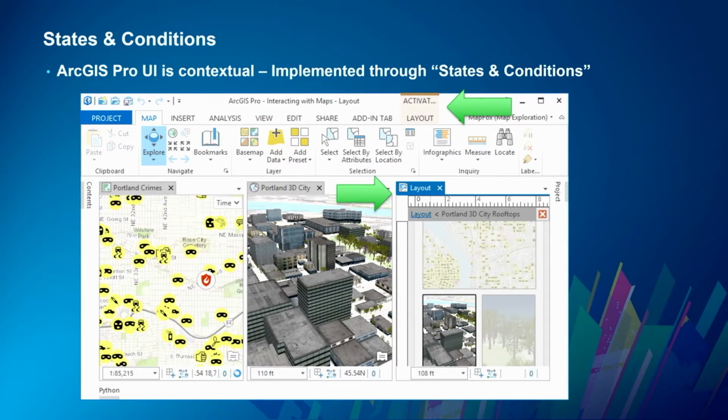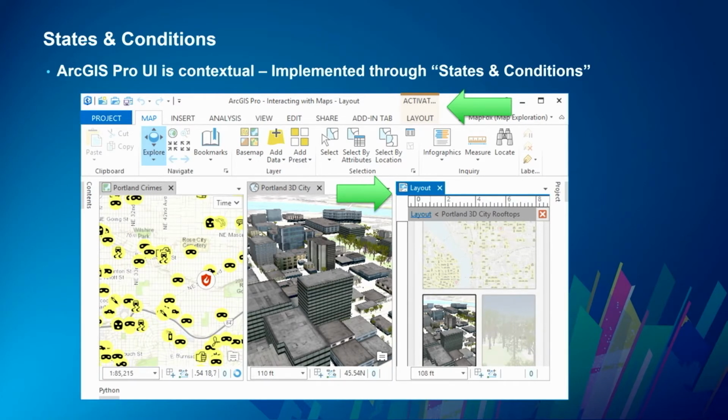So how does the UI work in ArcGIS Pro? The ArcGIS Pro UI is contextual. It's implemented through states and conditions. So what does that mean, the UI is contextual? Well, you see a little sample of that below. You have a layout specified. If that layout is active, then within Pro, you now suddenly see a layout tab appear on the ribbon. If you activate a map, then that layout tab would disappear. This is what we mean by the UI is contextual.